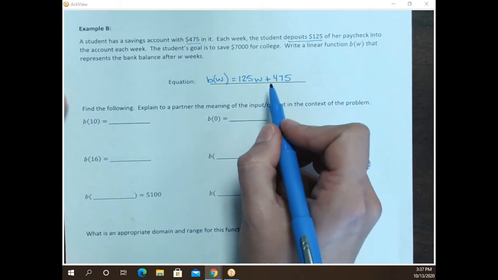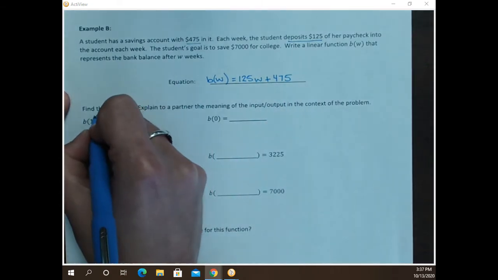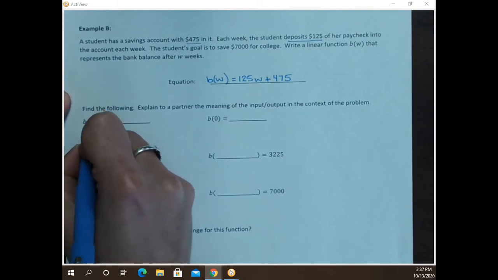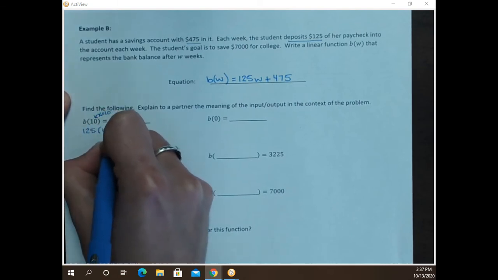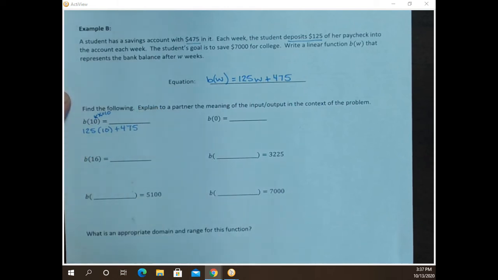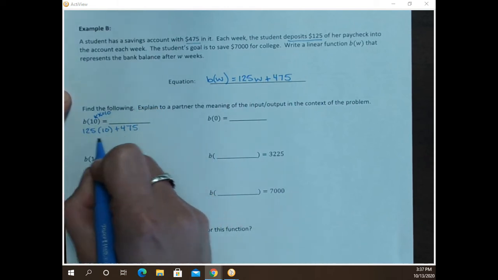The next thing we have are some of those function notation evaluating practice problems. We're going to use our function this time. So remember, this is telling me that I'm plugging in x equals 10 to my function. So 125 times 10 plus 475. Please, at the very least, show me your setup for these problems.